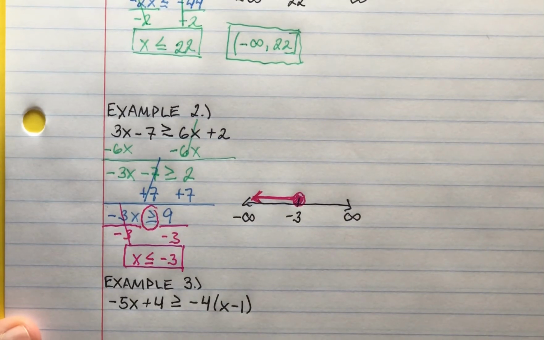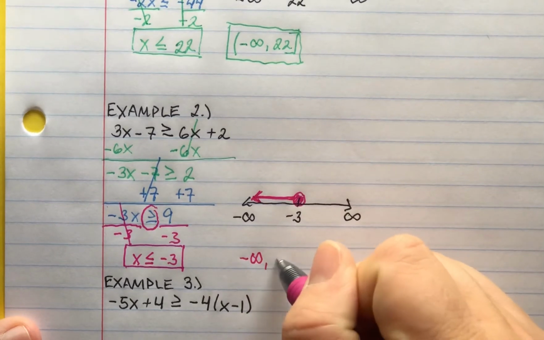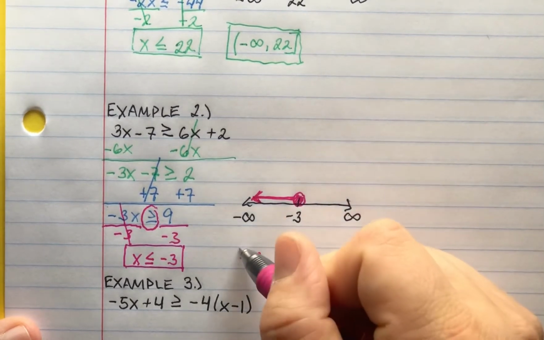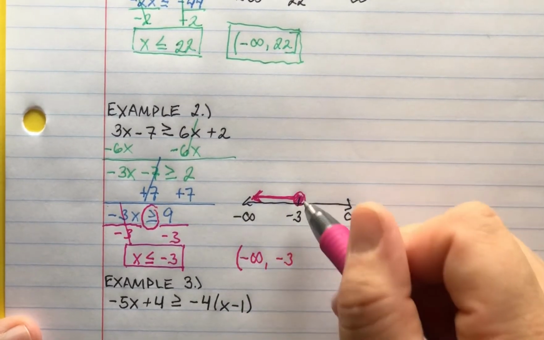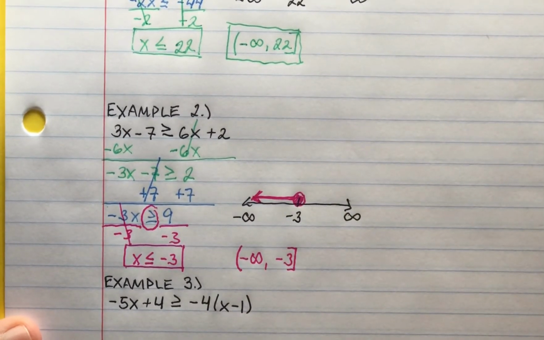And then I would use that to set up my interval notation. It starts at negative infinity and it ends at negative 3. Always a parenthesis on an infinity. And since my dot is filled in, that means that I have a bracket over the negative 3.